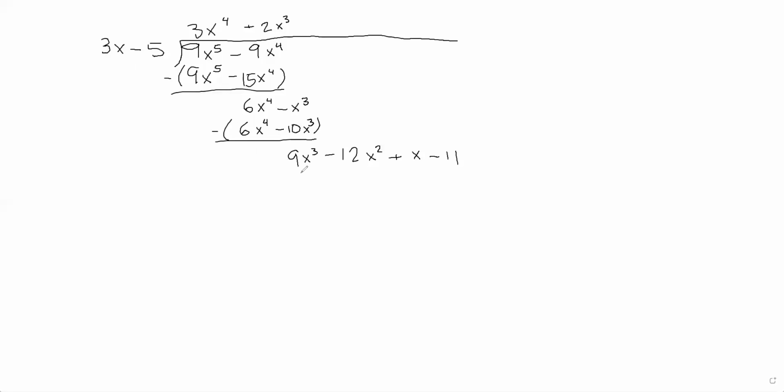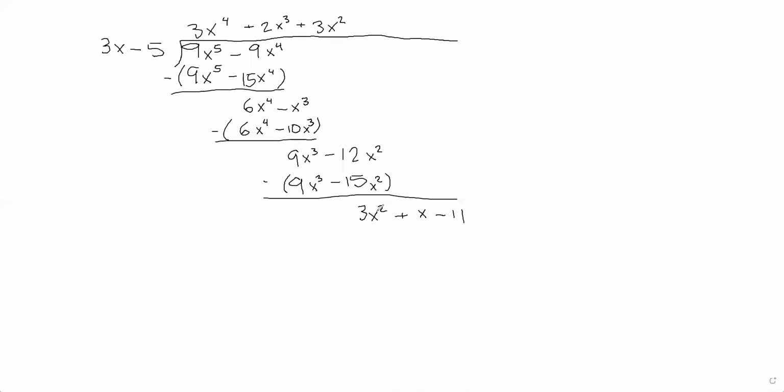So 3x can go into 9x cubed, 3x squared times. So 3x squared times 3x is 9x cubed. And then 3x squared times negative 5 is negative 15x squared. Parentheses, subtract. We get negative 12x squared plus 15x squared. That turns into a 3x squared. And then I'm going to bring down this stuff.